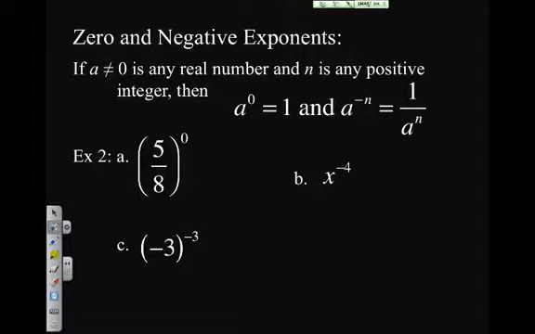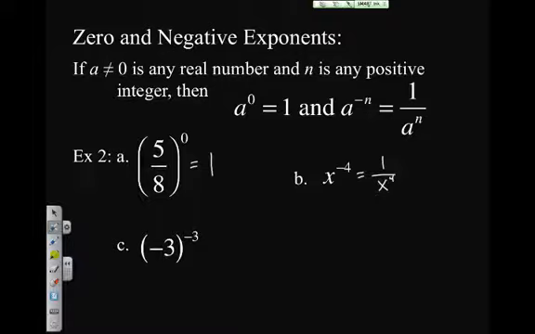So for example here, in part A, 5/8 to the 0 power, well, anything to the 0 power is 1. There's not even any work to do. That's just a definition. For part B, x to the -4th power, by definition, that's 1 over x to the 4th. Again, there's not really any work to do there. It's just a matter of using that definition to rewrite it.